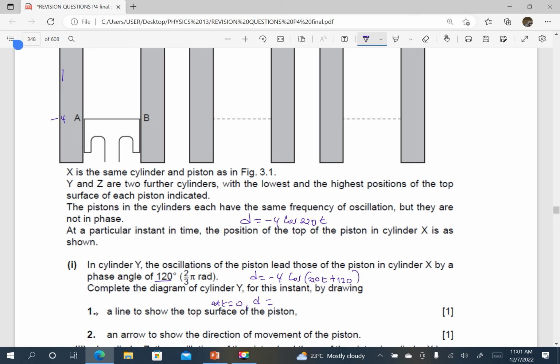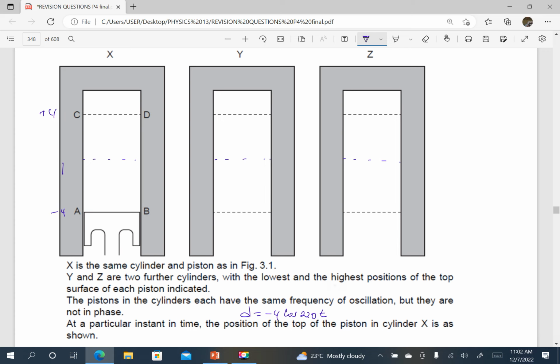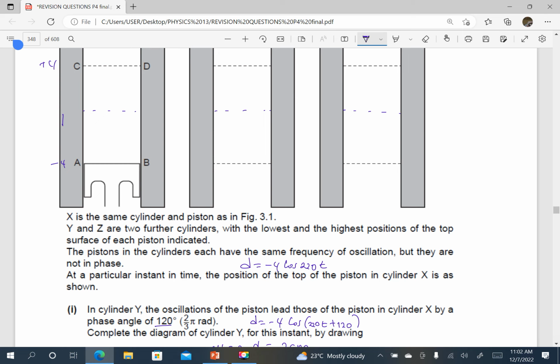At t equals 0, I'm putting t equals 0, so this will be 220 times 0. I just remain with the cos of 120. Cos of 120 is negative a half, times negative 4, which is 2. So d is going to be 2 centimeters, and this is positive. That means it's 2 centimeters above equilibrium. Note that equilibrium is at the midpoint of this, around here. So 2 centimeters above, it is positive, so it is above equilibrium.